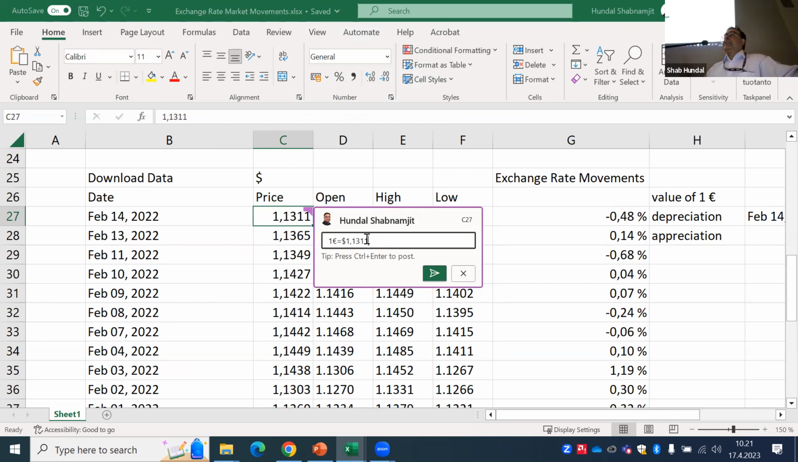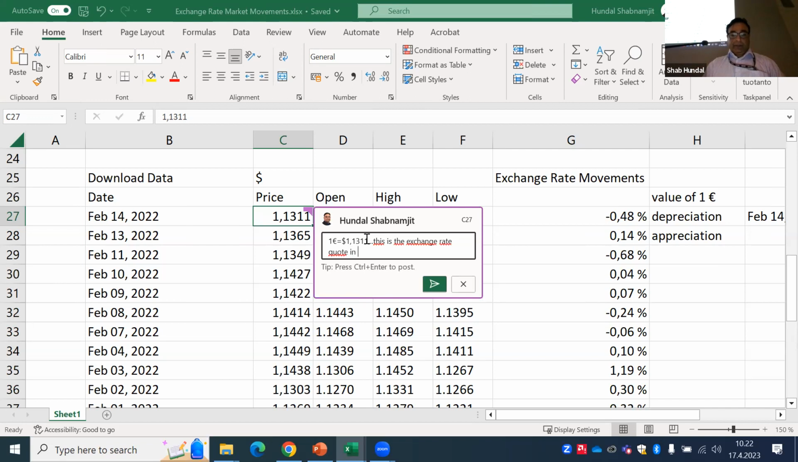So the price of €1 was equal to American dollars 1.1311. And this is the exchange rate quote in the US market.